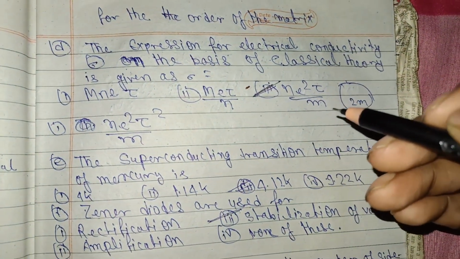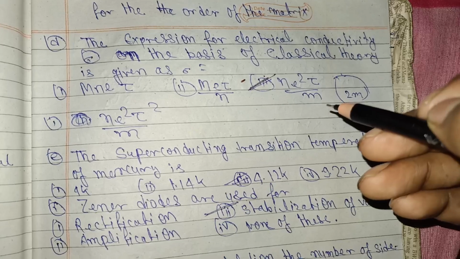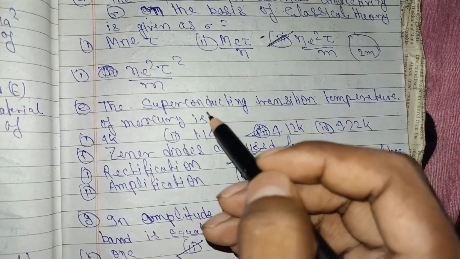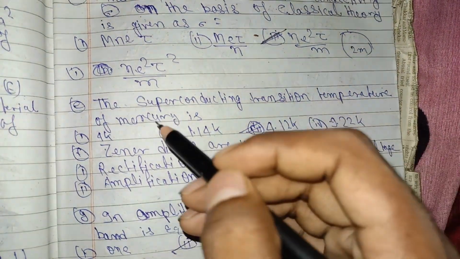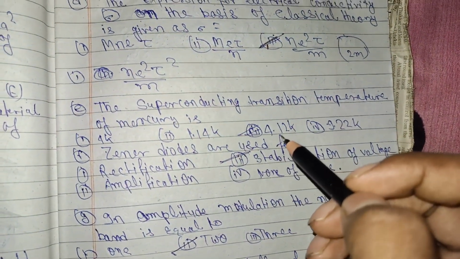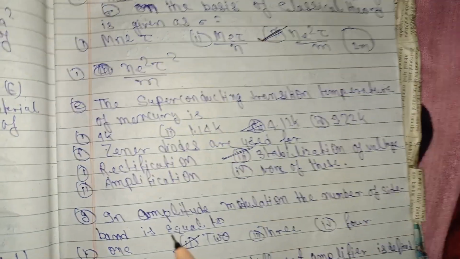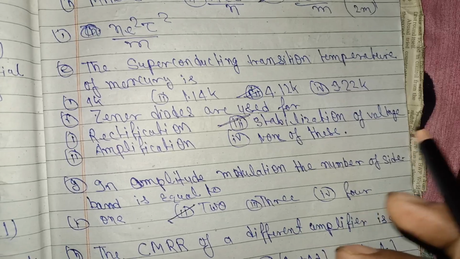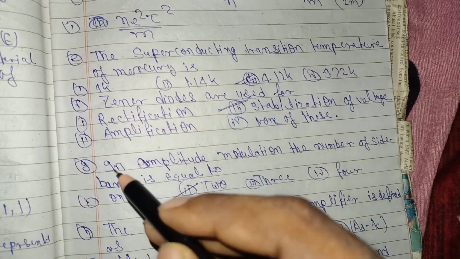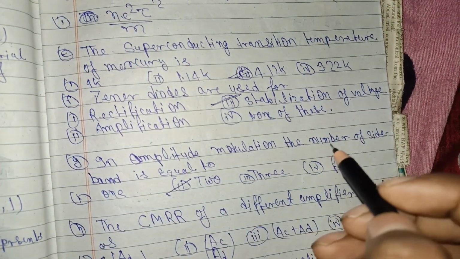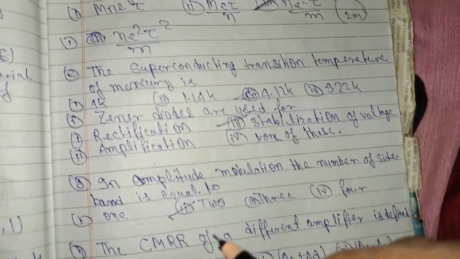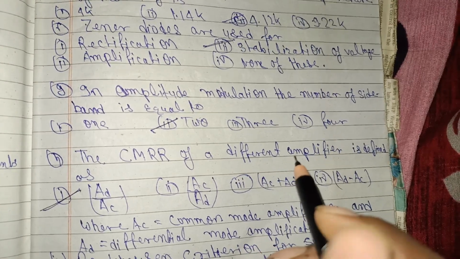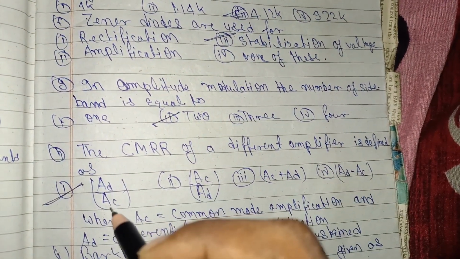Question D: the expression for electrical conductivity sigma on the basis of classical theory is given as sigma = n e squared tau by m. Question E: the superconducting transition temperature of mercury is 4.12 K. Question F: Zener diodes are used for stabilization of voltage. Question G: in amplitude modulation, the number of sidebands is equal to 2.